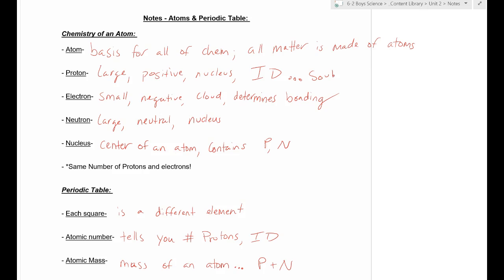Electrons are small, negative. They're in a cloud around the nucleus, and they determine how that atom will bond. We'll learn more about that later. Neutrons are large, neutral, and they're found in the nucleus. So the nucleus is the center of an atom. It contains protons and neutrons. Really, it's just kind of the place where protons and neutrons stick to each other in the center of an atom, while the electrons kind of fly around the outside in this cloud.